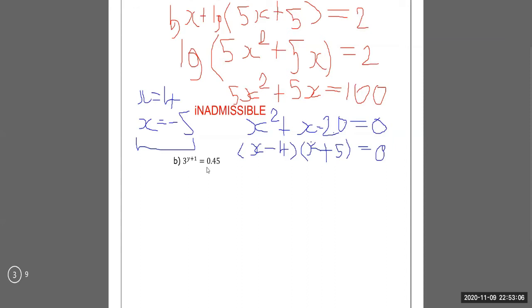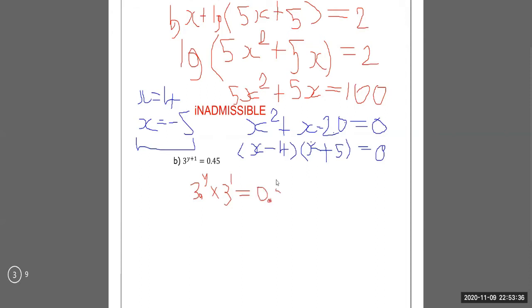Not sure. Like this, 3 to the power y plus 1. Oh yeah, so that's 3 to the y times 3 to the 1. Very good. And then what can we do next? We can divide both sides by 3. Yes, sir. Very good.